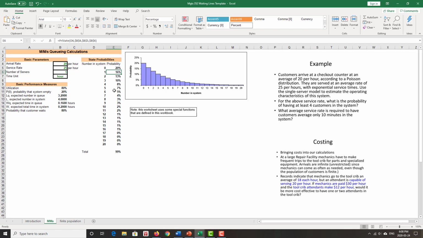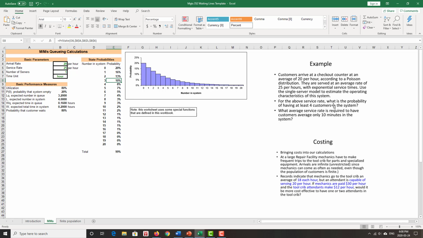And we can see the probability that there are no people in the system is 20%. The probability that there's exactly one person in the system is approximately 16%. The probability of exactly two people in the system is 13%. Probability that there's exactly three people in the system is 10%, and so on. Okay. So when we talk about operating characteristics of the system, we're really focusing in on those basic performance measures.